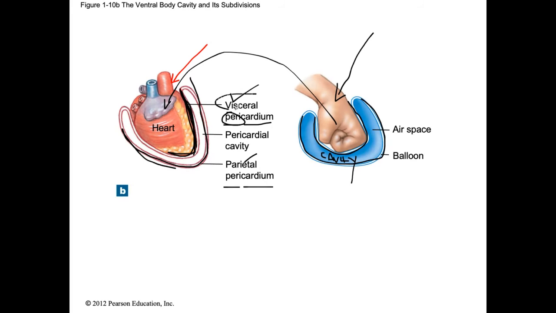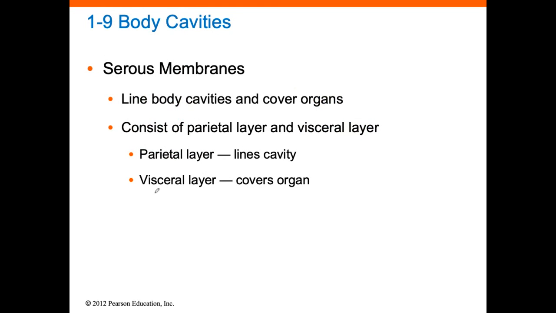So we're going to see these two words, visceral and parietal, whether we are talking about the heart, the lungs, or the digestive organs. Okay, we will just change the name from visceral pericardium to visceral pleura, from parietal pericardium to parietal pleura, if we're talking about the lungs, because pleura is lungs. All right, let's take a look here. So the visceral layer covers the organ, and the parietal layer is on the outside. It's going to line the cavity.